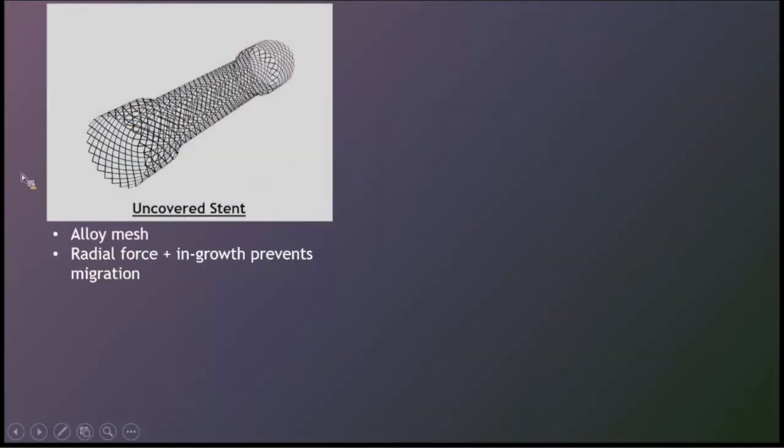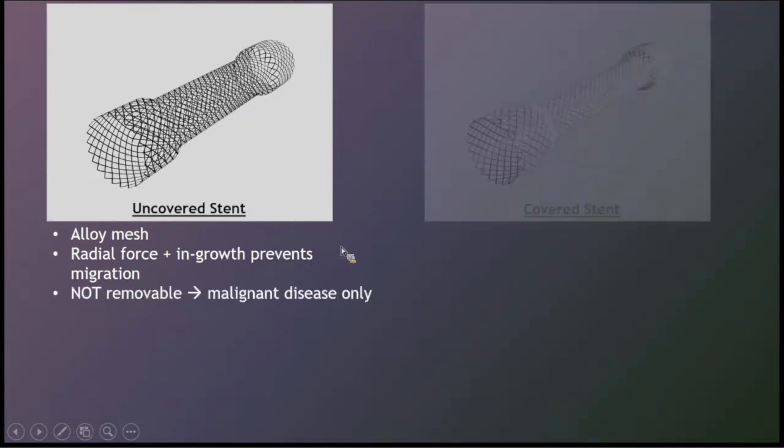Well, here are some of the tools. So we talked about the uncovered stent. This is what we will use for some of our luminal obstructions. And the idea here is that radial force and tumor ingrowth keeps it from sliding. And this is really for malignancy.